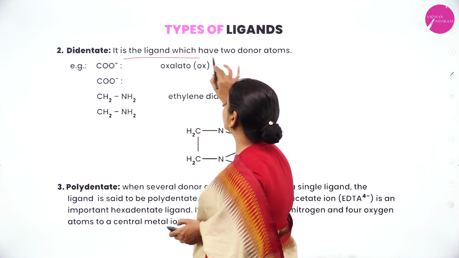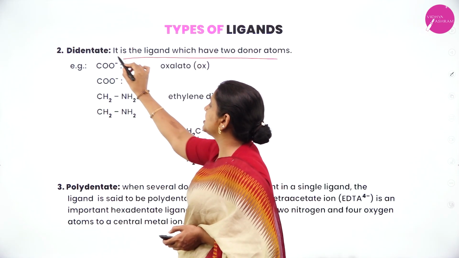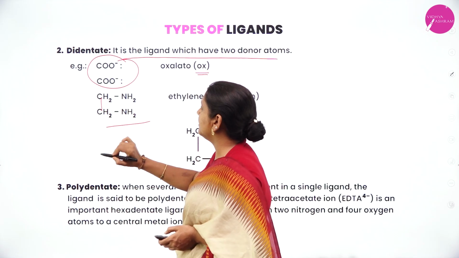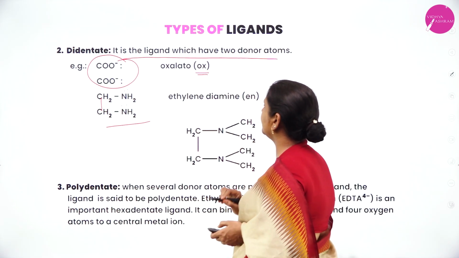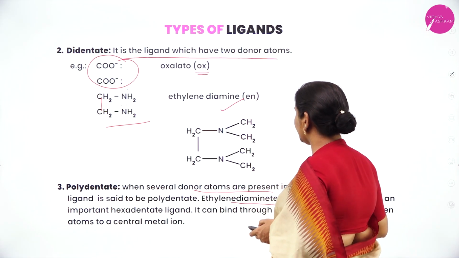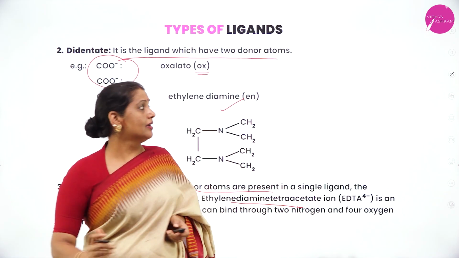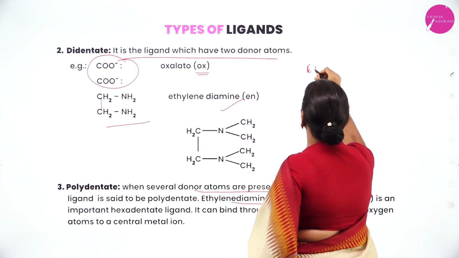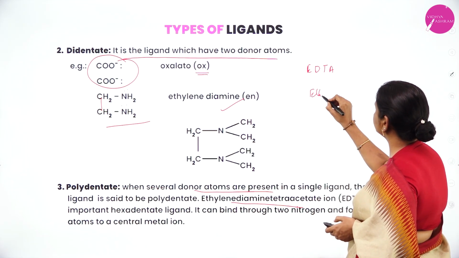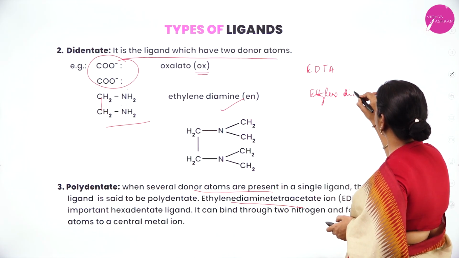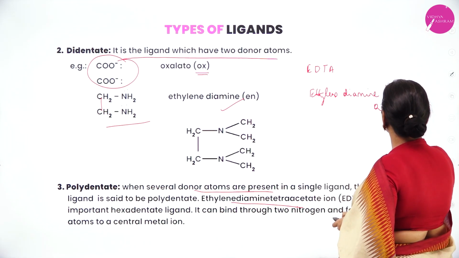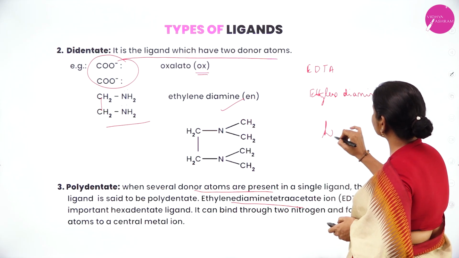Next, bidentate. It is a ligand which has two donor atoms. Examples: oxalato (ox) and ethylene diamine. It has two donor atoms. When it has several donor atoms, it is called polydentate. A very good example for polydentate is EDTA, ethylene diamine tetraacetate ion, and it is hexadentate.